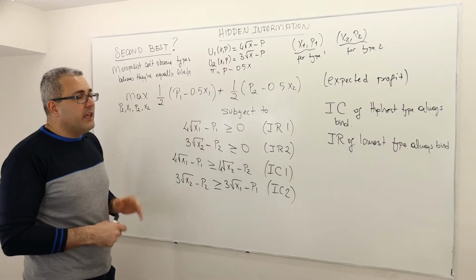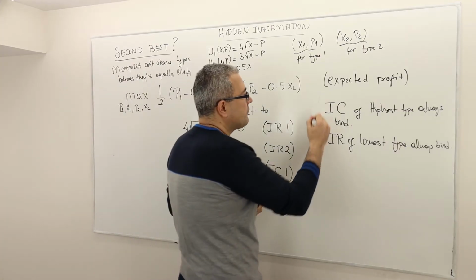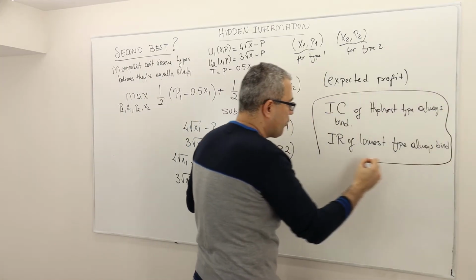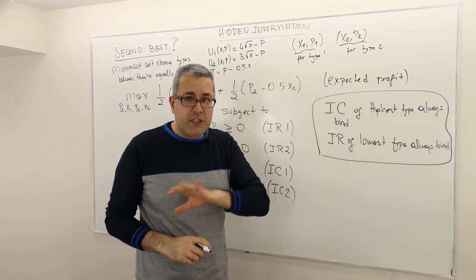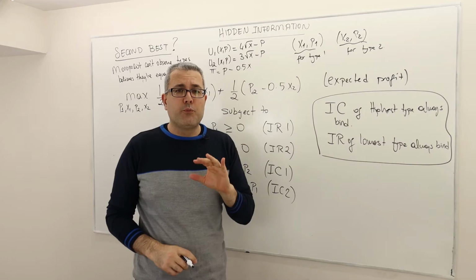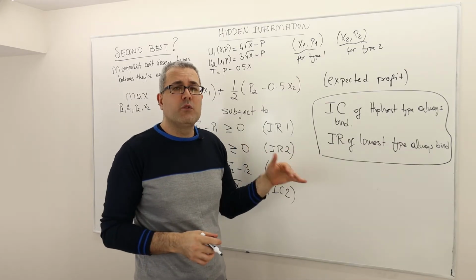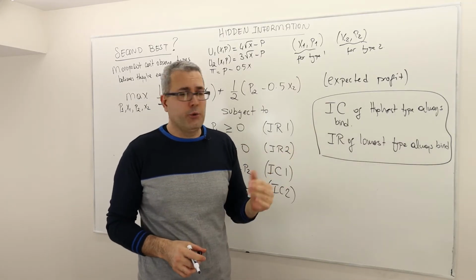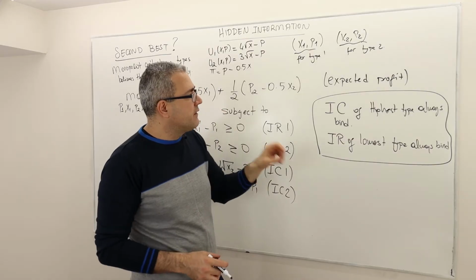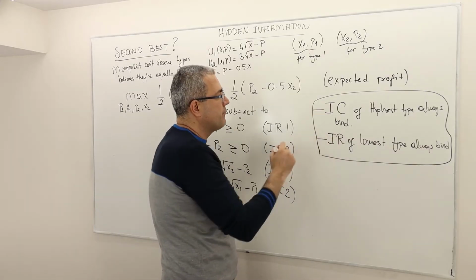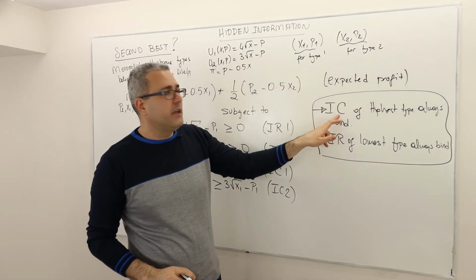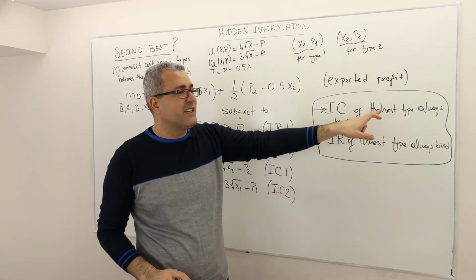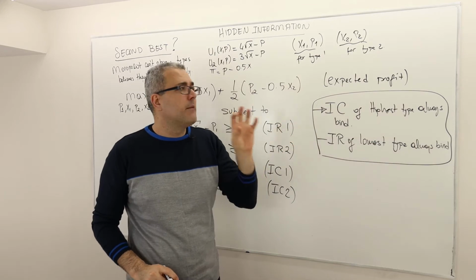So here there is a very, very important result. It's generally true. We are not going to prove it in general, but I'm going to argue why they are true. What do they say? Well, it says the following. There are two statements here. The first statement says the incentive compatibility constraints of the highest type always binds.